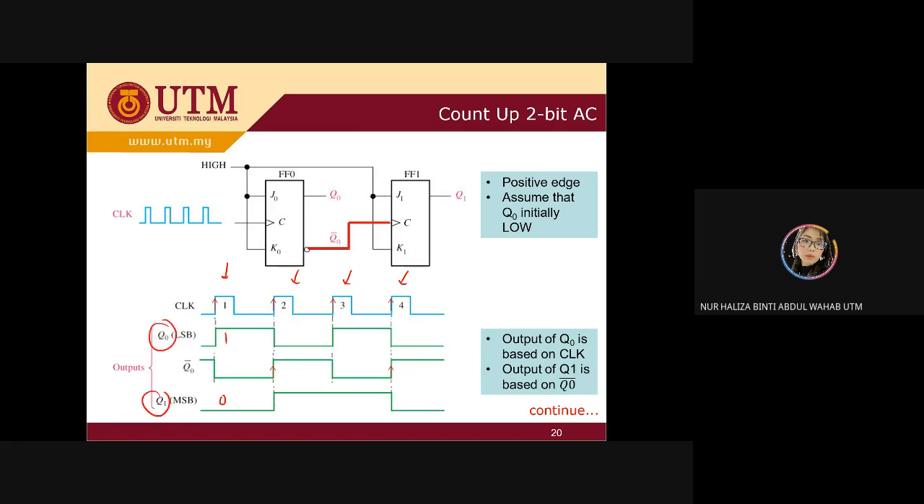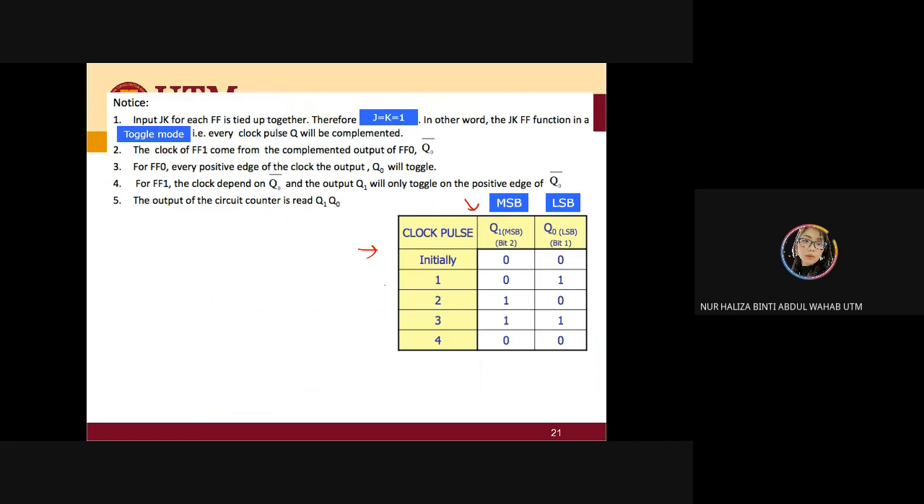Another one for cycle 2, you got 1, 0. For cycle 3, you got 1, 1. And cycle 4, you got 0, 0. So you just copy paste back and put into the cycle.